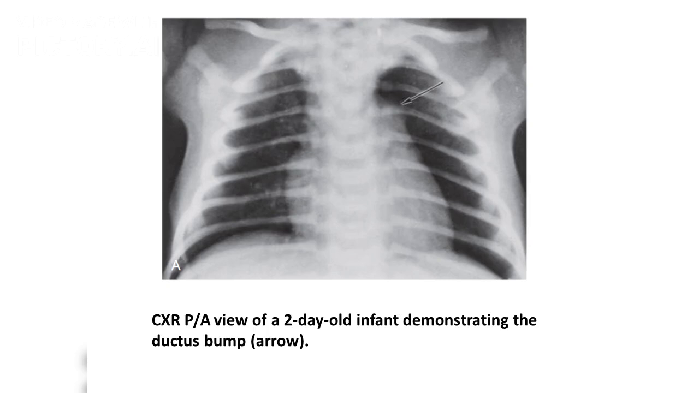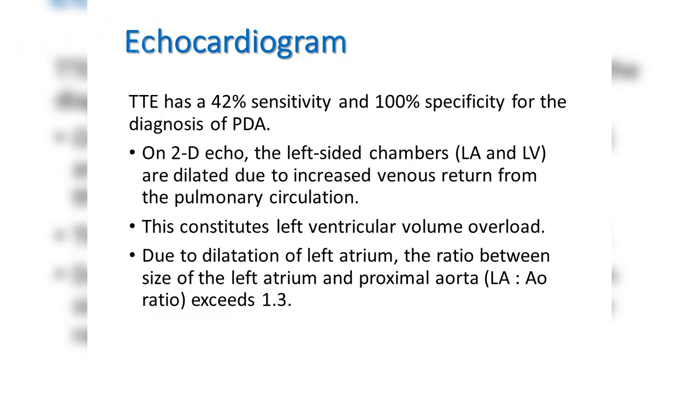This chest X-ray of a 2-day-old infant shows the ductus bump, a characteristic finding in PDA. Echocardiography is a crucial tool in diagnosing PDA, with TTE showing a 42% sensitivity and 100% specificity. On a 2D echo, the left-sided chambers, LA and LV, appear dilated due to increased venous return from the pulmonary circulation, leading to left ventricular volume overload. The dilatation of the left atrium results in an LA to AO ratio exceeding 1.3.